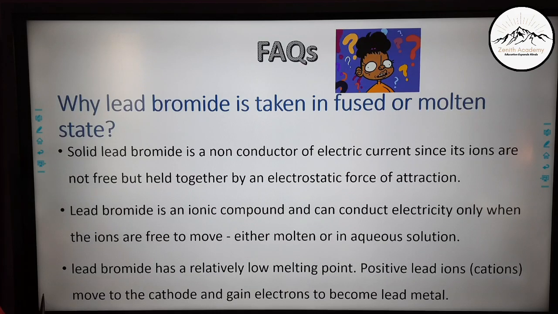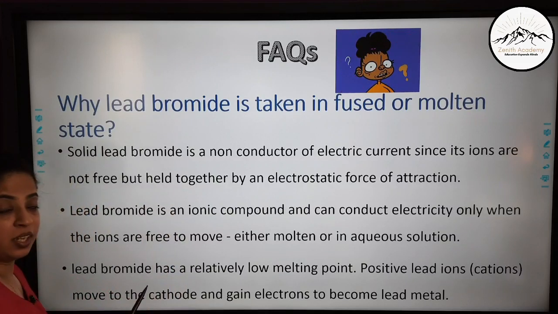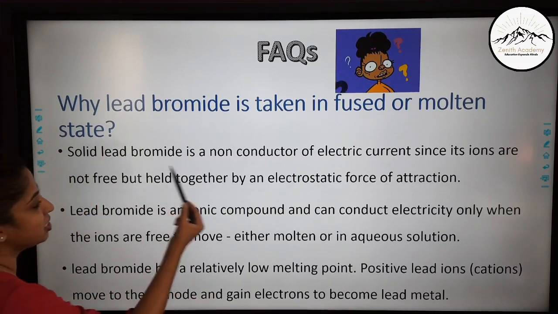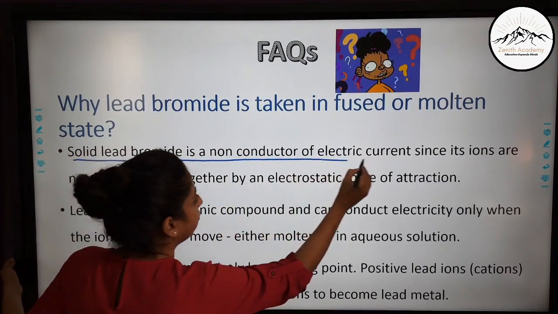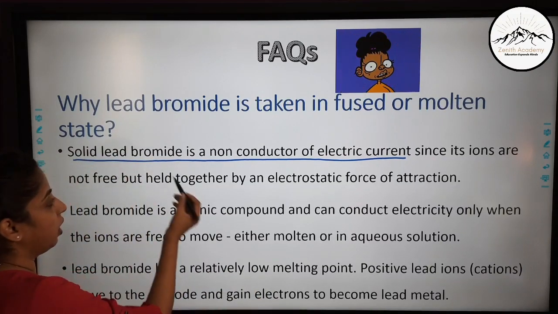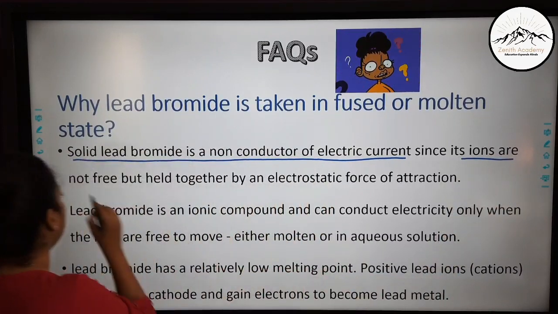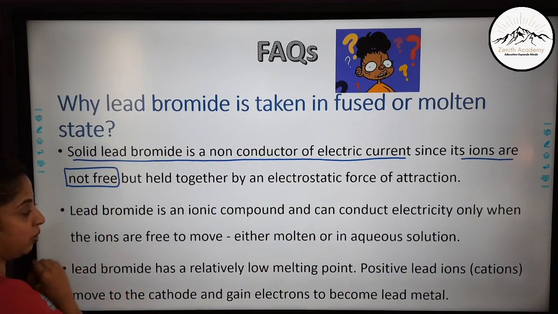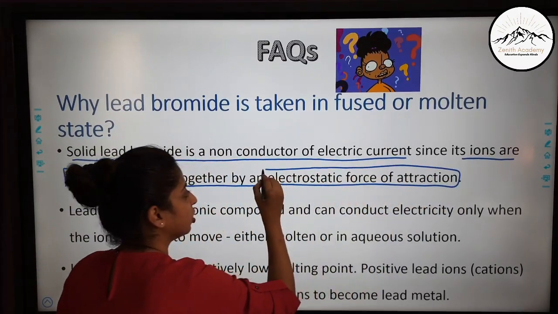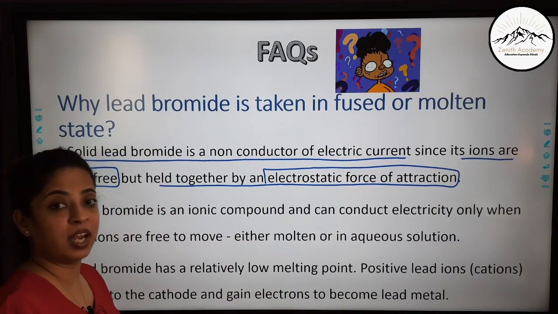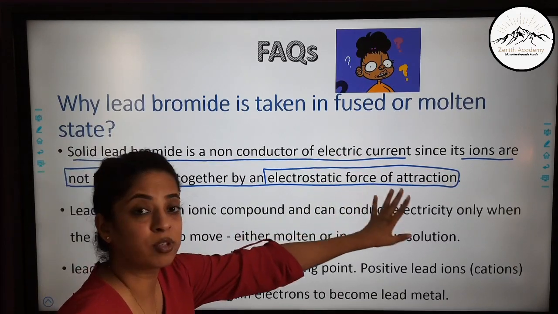The next frequently asked question on this topic is, why is lead bromide taken in fused or molten state? We have already discussed this, but let's see how you have to write the answer. So solid lead bromide is a non-conductor of electric current, since its ions are not free. So ions are not free, but they are held together by what? By a strong electrostatic force of attraction. We know that lead bromide is made up of lead ions and bromide ions, and these two ions are held together by electrostatic force of attraction.